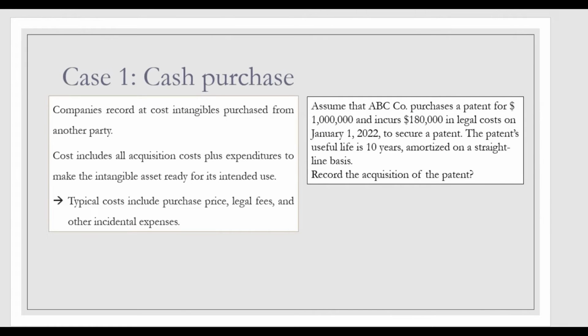The first case, if the company purchased the asset for cash. In this case, the cost includes all acquisition cost plus expenditures to make the asset ready for the intended use. For example, the purchase price, legal fee, and other incidental expenditures.